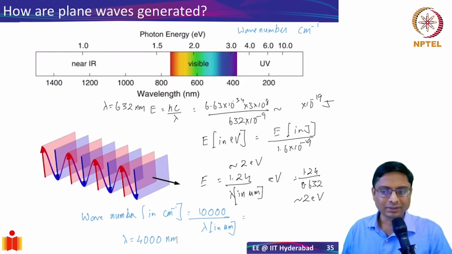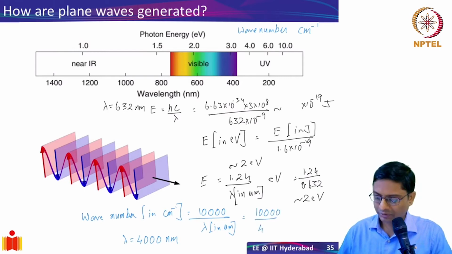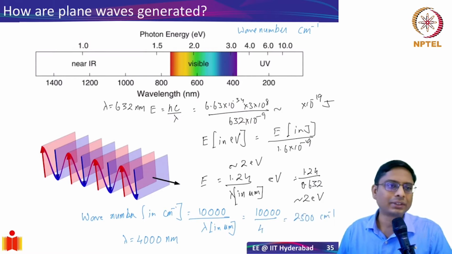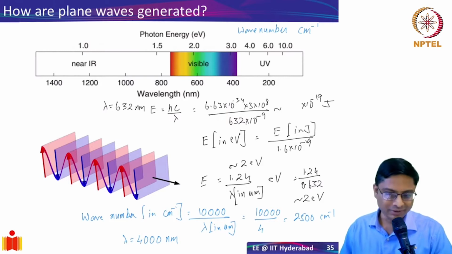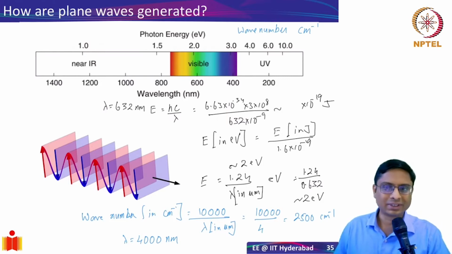If I'm looking at that, then it will be 10,000 divided by lambda in micrometers. So that is 4 microns, so this is 2,500 centimeter inverse. It turns out that the centimeter inverse or the wave number units are used more in the IR. Whenever you talk of, let's say, absorption in IR, we use these wave numbers. So these are some of the common conversions we use, and I just wanted to mention this here.